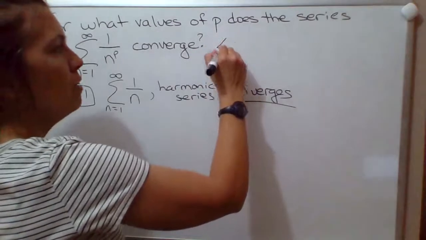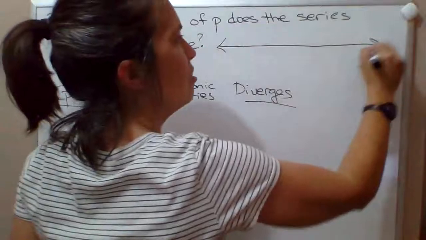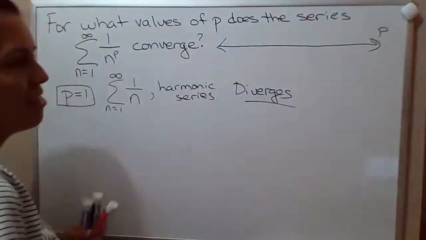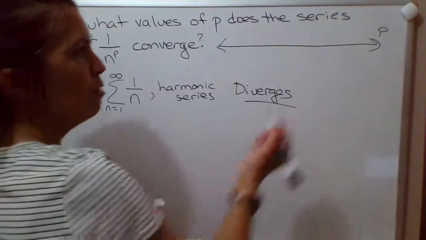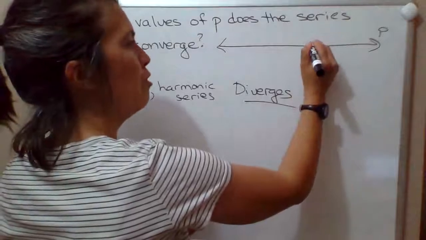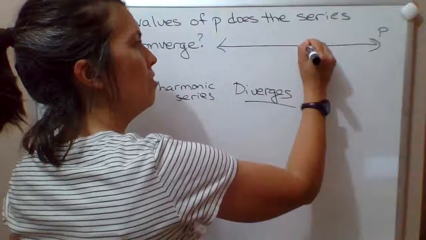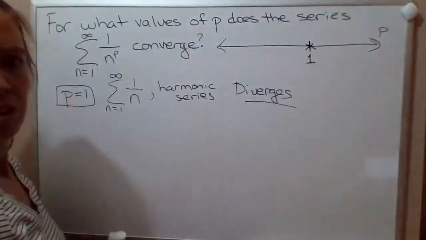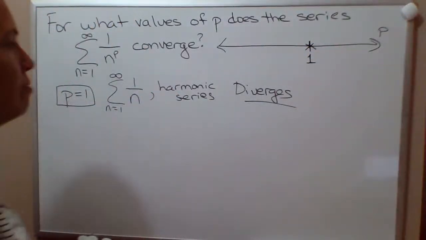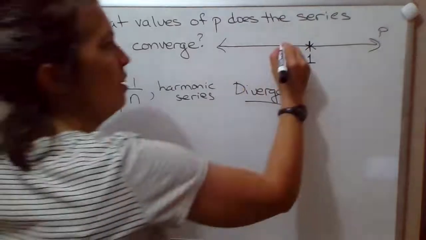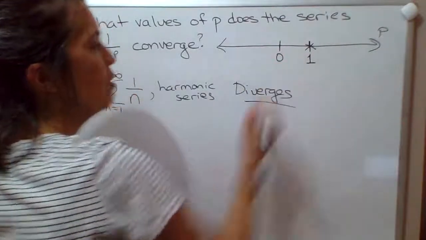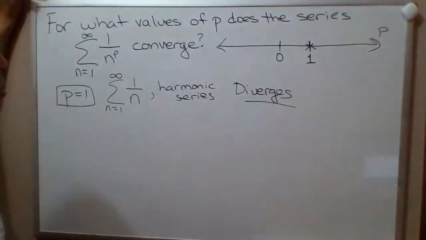Okay, so let me write a little number line up here. So this is our P line, our P axis, keeping track of the values where this thing either converges or diverges. So we already know that at 1, the series diverges. It does not converge when P equals 1. Okay, here's another specific value. What about P equals 0?